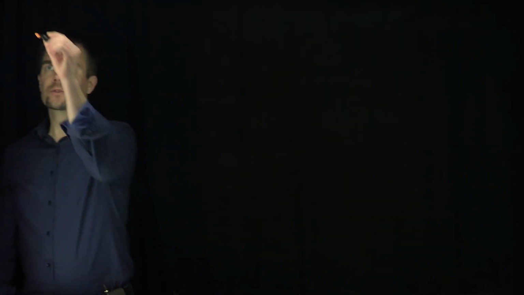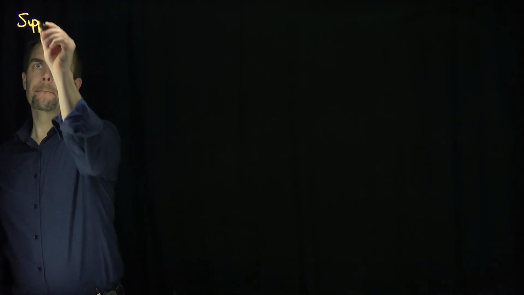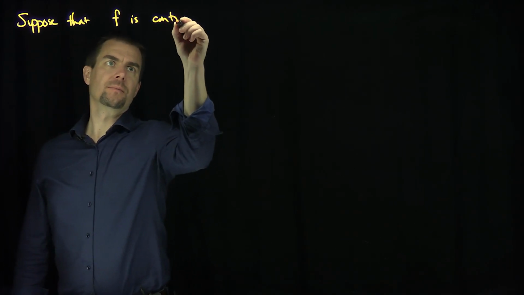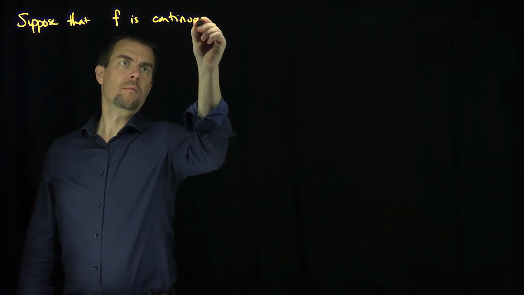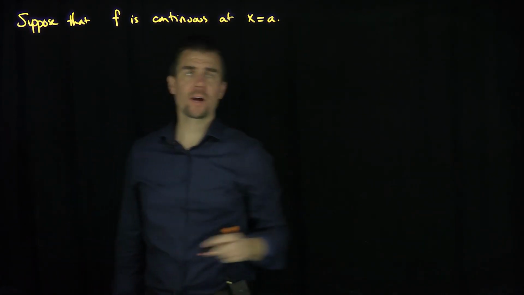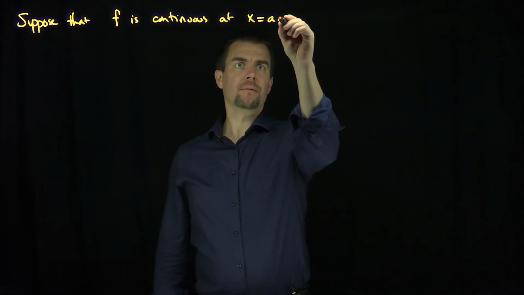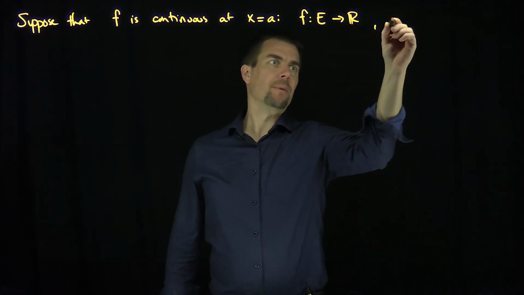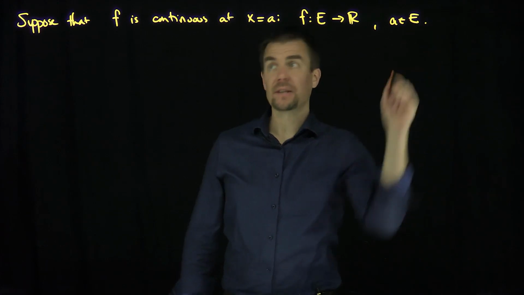Hello students, in this video we'll discuss several important properties of continuous functions. So let's suppose that f is continuous at x equals a, okay? That means, of course, that f needs to map a set E, which is the domain, into R, and it must be the case that a is in this set E.